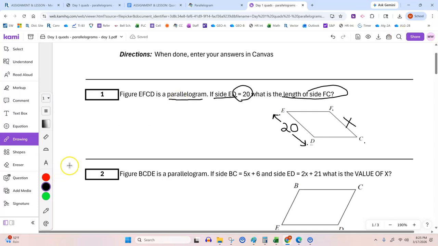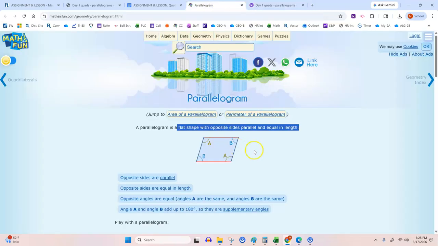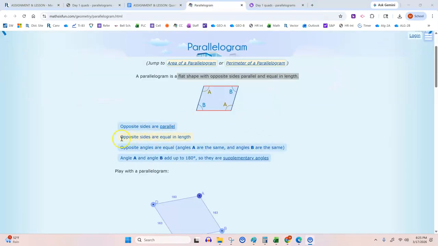So one of the things you remember is the properties of parallelograms. So if we go over here we see that opposite sides, so it's asking a question about the sides. So the opposite sides are equal in length. That means this side here of a parallelogram in the blue is the same as this side here.